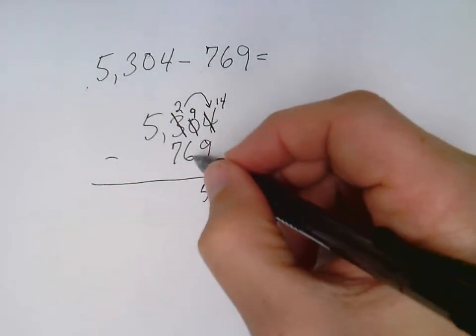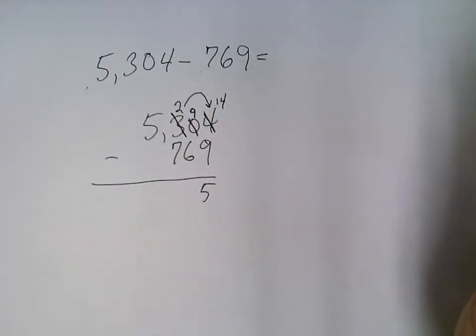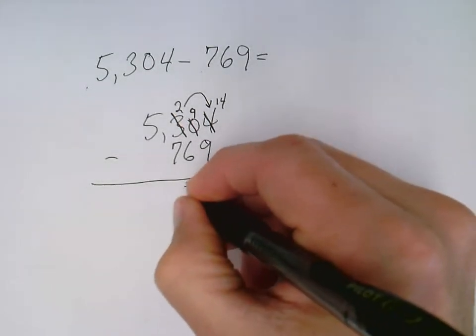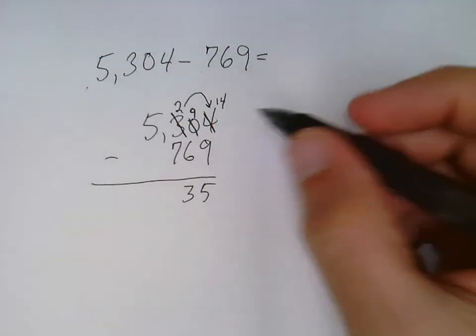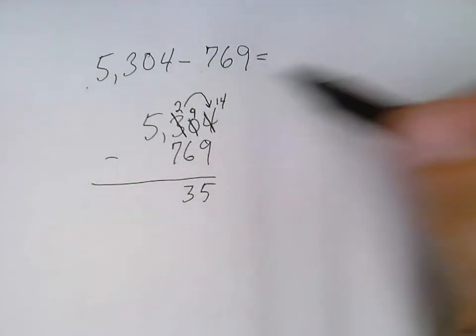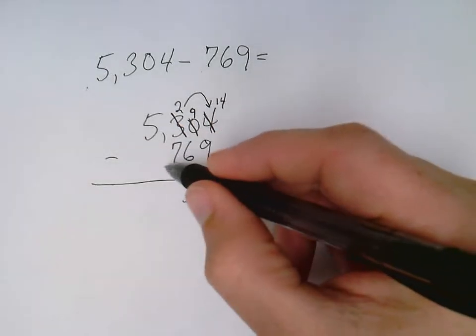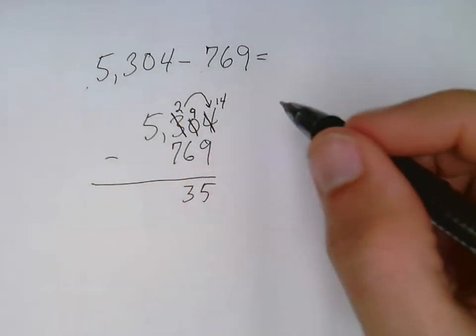9 minus 6, I still ask myself the question, can I do it? 9 minus 6, I can do. 9 minus 6 is 3. Go over to the next column, ask myself the question, can I do it? 2 minus 7, I cannot do because my bottom number is larger, so I need to borrow.